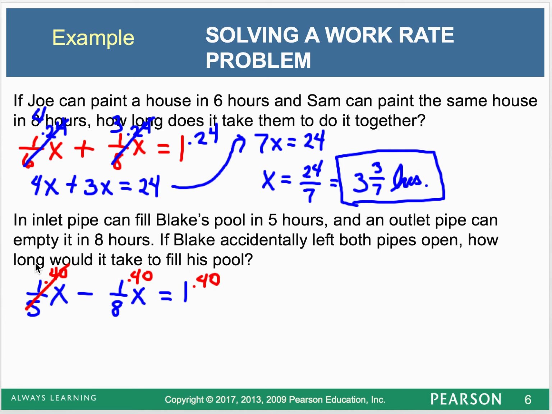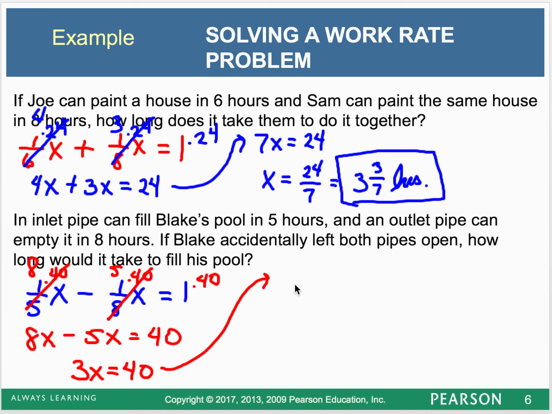40 divided by 5 is 8. So this is 8x. 40 divided by 8 is 5. So this is 5x. And 1 times 40 is 40. So simple linear equation again. 3x equals 40. So dividing by 3, x equals 40/3. So what's that? 13 1/3 hours.